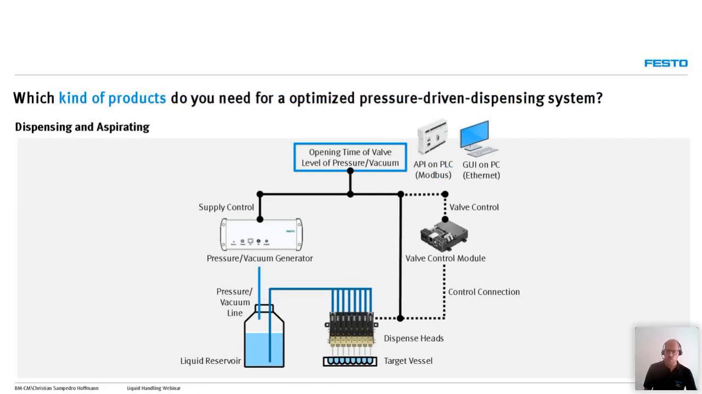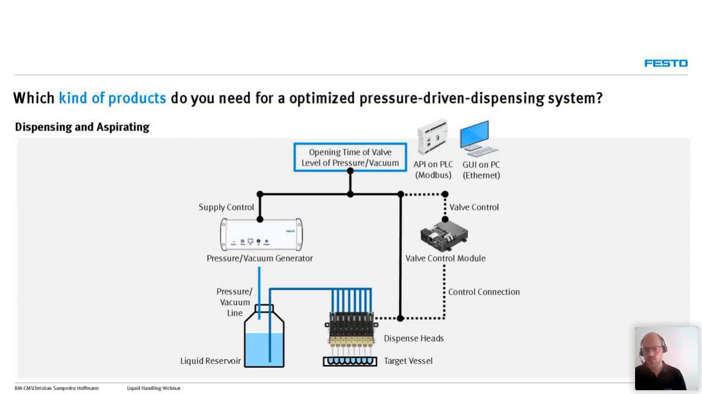Okay, so now we understand how the principle works with pressure and opening times of the valves. So which components do we need and which things do we have to look at? Like I said, we need a pressure vacuum generator to put some pressure into the bottle. We are not talking about big pressures. Normally we are using between 200 and 500 millibars. So it's not dangerous that the bottle explodes.